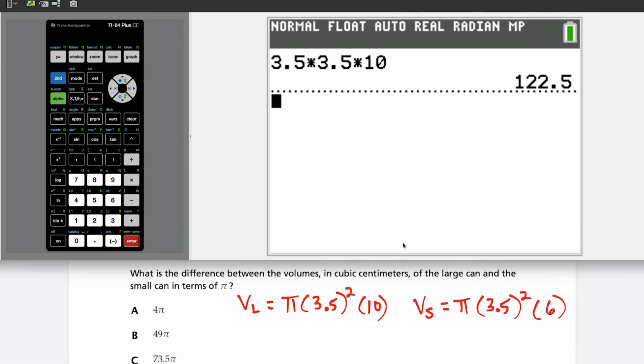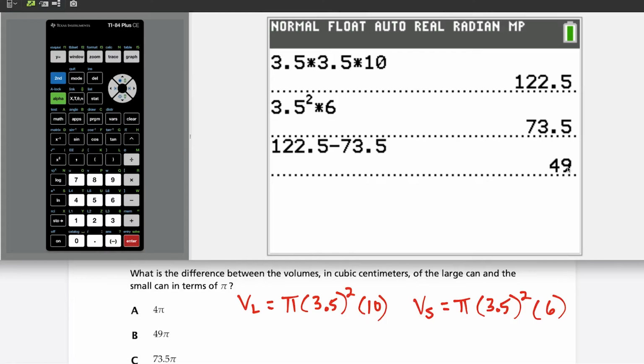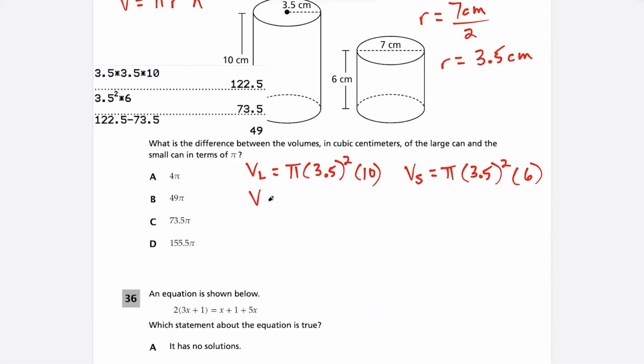And now for the small can, we're doing 3.5 squared. So 3.5 squared and then times 6. And now ultimately what we're going to do is we're going to do 122.5 pi minus 73.5 pi. So I can just subtract these two numbers here. I'm going to do 122.5 and then minus 73.5. And this is going to give us our coefficient of pi. So let's just write everything out. The volume of the large can is 122.5 times pi.